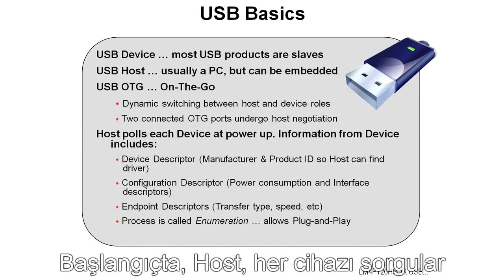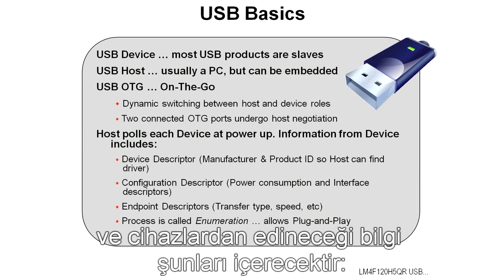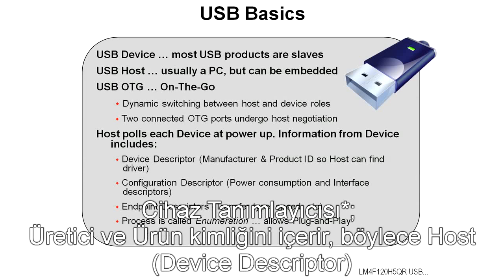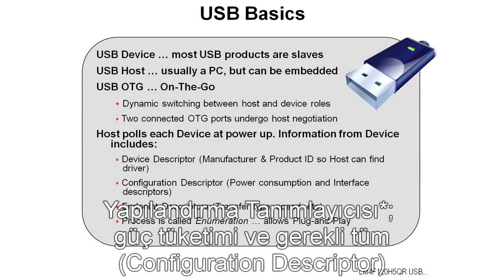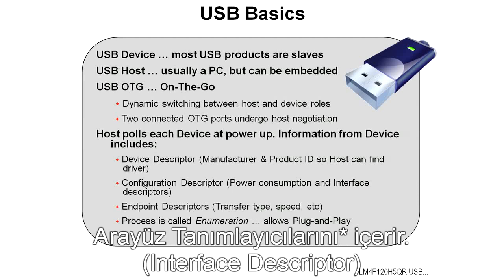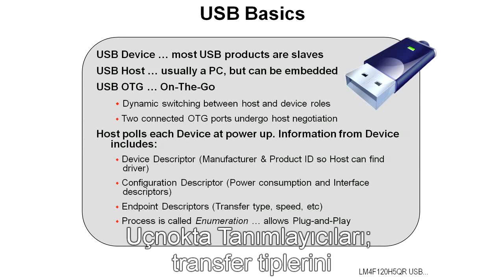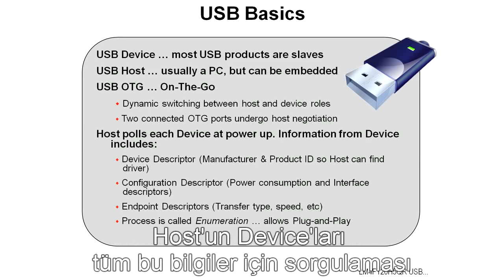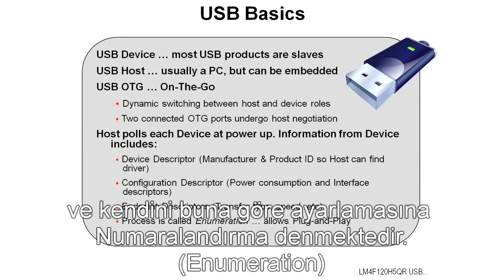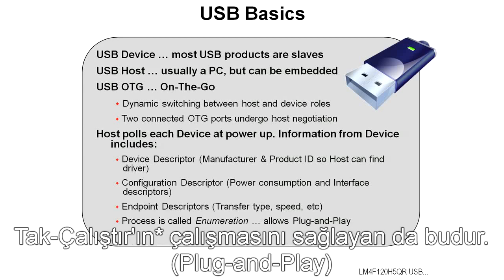The host polls each device at power up, and information from the device is going to include the device descriptor. That's the manufacturer and product ID so that the host can find the driver if it needs one. A configuration descriptor includes the power consumption and any interface descriptors that are required. The endpoint descriptors are the transfer types, whether it's bulk, isochronous, the rest of those, the speed, and so on. The process of the host querying the device for all of these structures and then configuring itself is called enumeration, and that's what allows plug and play to operate.